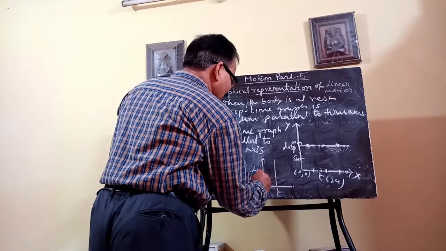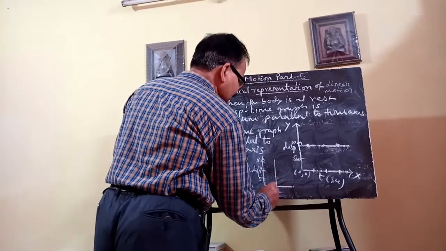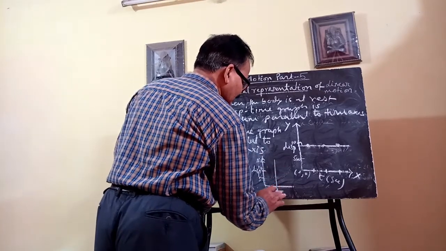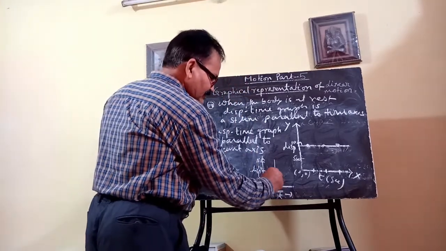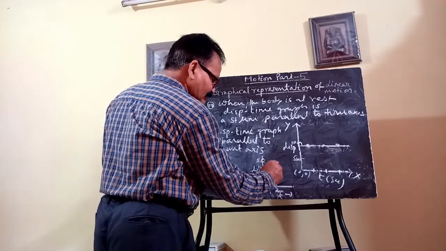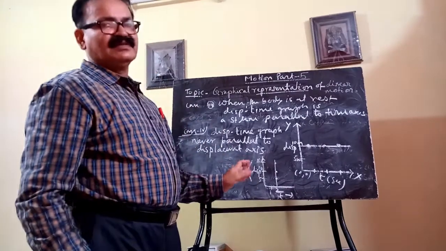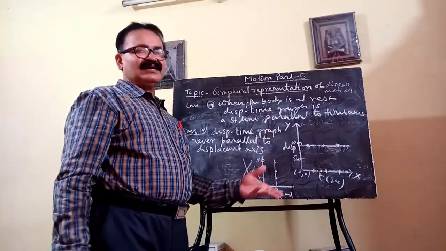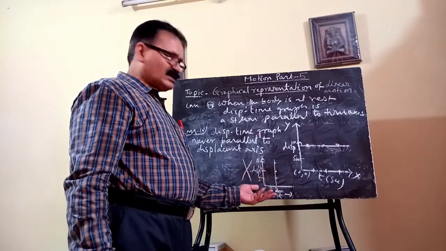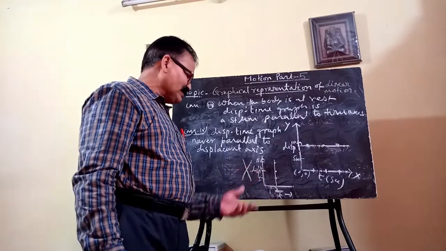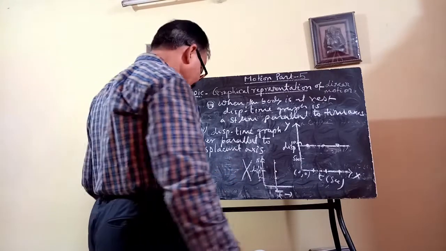You see, this is your 5 meter, this is your 10 meter, this is your 15 meter, and suppose this time is your 1 second, 2 second. If in 2 second it is 5 meter also, 10 meter also, 15 meter also, then this condition is not at all possible. As time passes, if the body is moving, then its displacement occurs. So displacement time graph will never be parallel to the displacement axis, or you can say y axis.